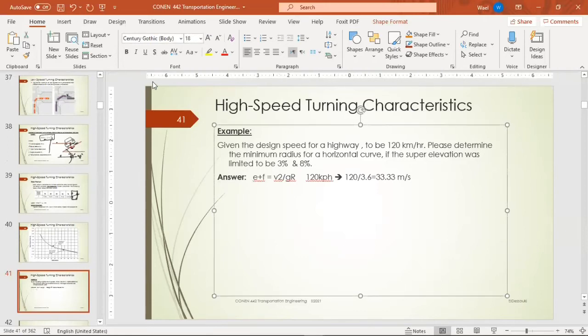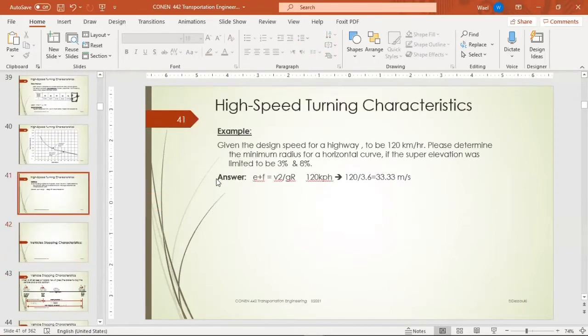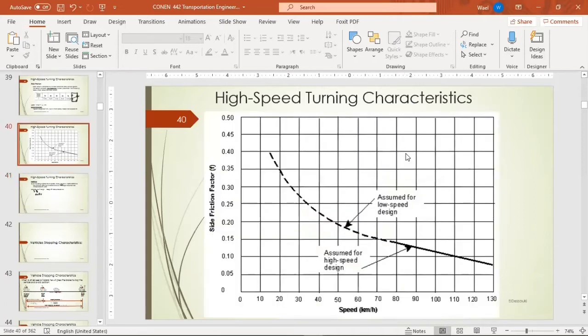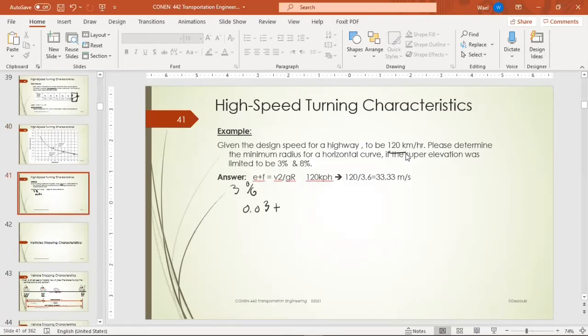Okay, we start here with e for the 3%. For the 3%, we are going to substitute in e. So this is 0.03 plus f. What is f here? The speed is how much? 120. Let's go up to 120. So that's f here. How much is this? This is 0.085 almost. So we can say 0.03 plus 0.085 equals V squared over gR. So we have 120.